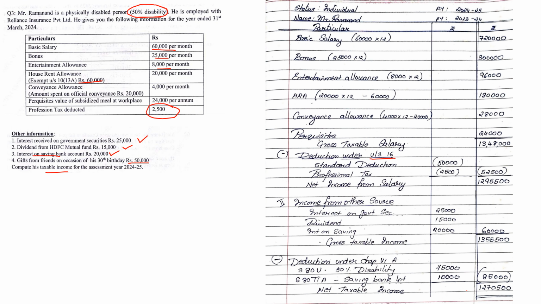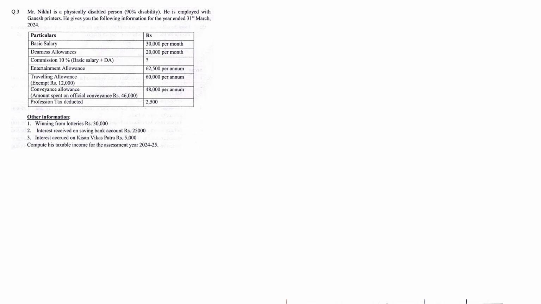Now let us check the other question, the alternative to this particular question. Mr. Nikhil is a physically disabled person with 90% disability. He is employed with Ganesh Printers Private Limited. He has given you his details: basic salary, DA allowance, commission, entertainment, traveling allowance, conveyance allowance, professional tax. These are all income from salary details. Winning from lottery and interest received are again income from other sources. So it's similar to the previous question. Okay, we'll start off.